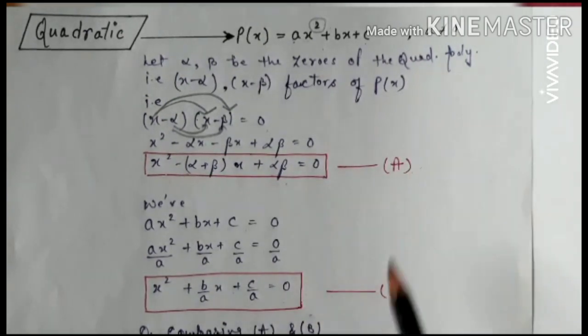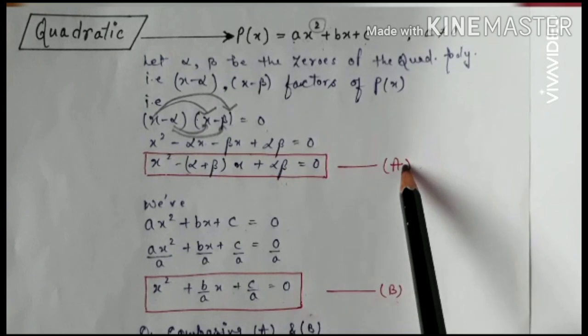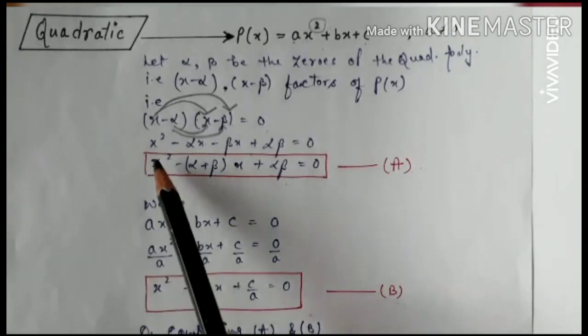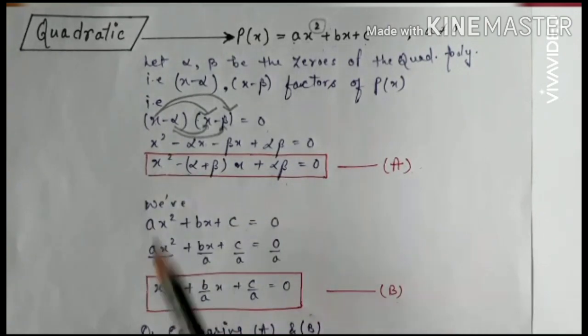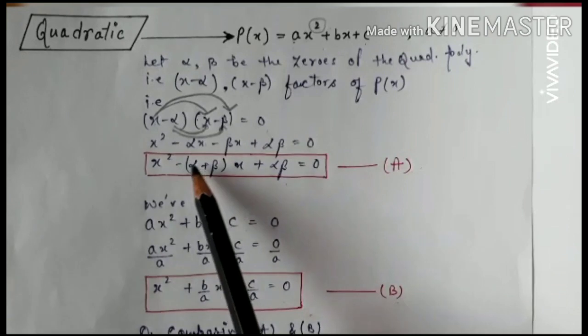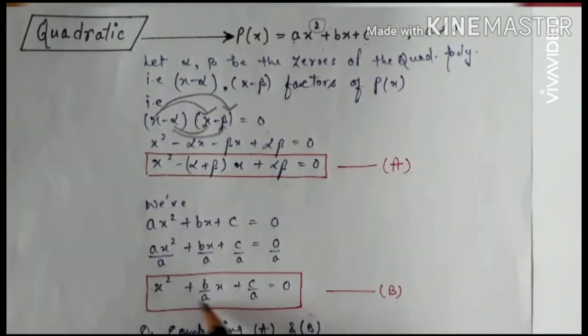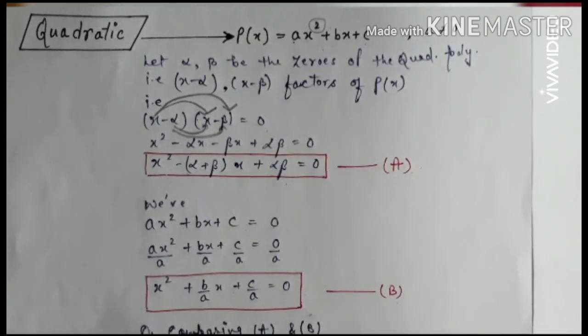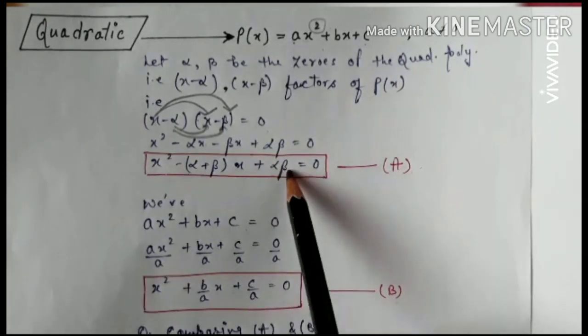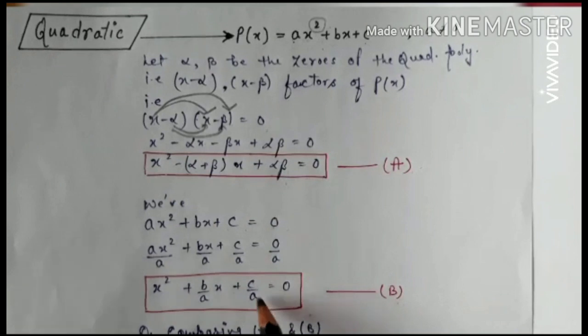Now from equations A and B, we compare. For x square, the coefficient is 1. Now for x, minus (alpha plus beta) equals b upon a. So we can write alpha plus beta equal to minus b upon a. Similarly, for the constant term, alpha beta equals c upon a.